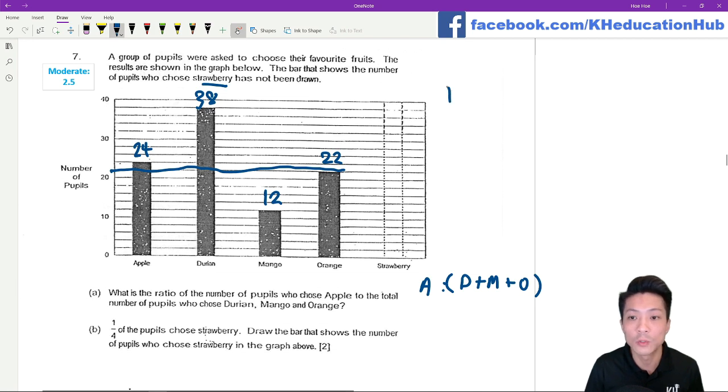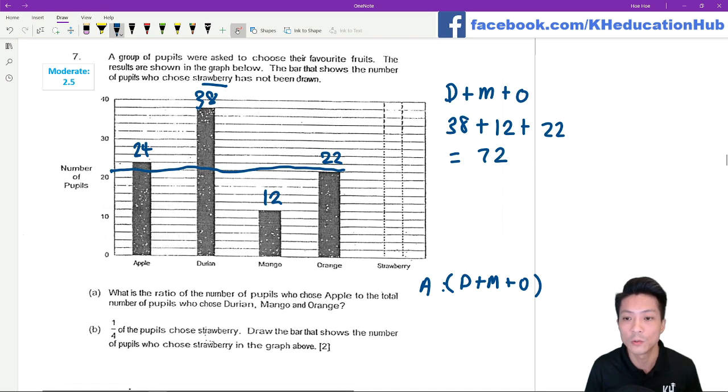I'm gonna do the working over here. So durian plus mango plus orange is 38 plus 12 plus 22, which is gonna give me 72. Which means that apple is to the total of the others 24 is to 72. Simplest form would be 1 is to 3.